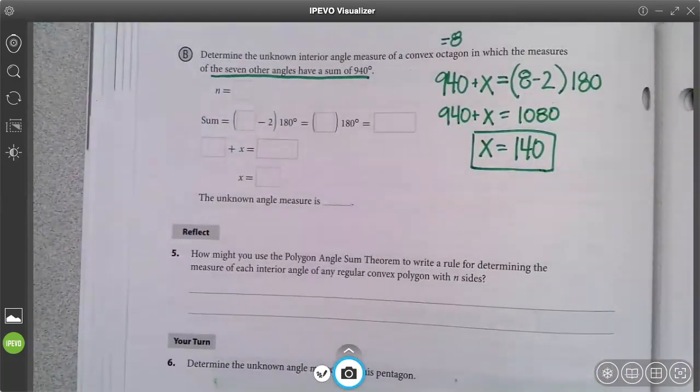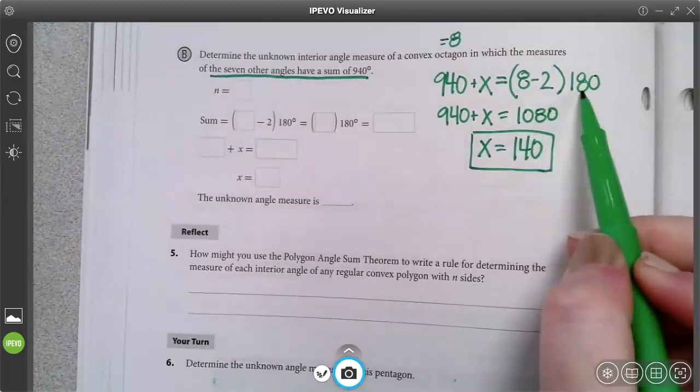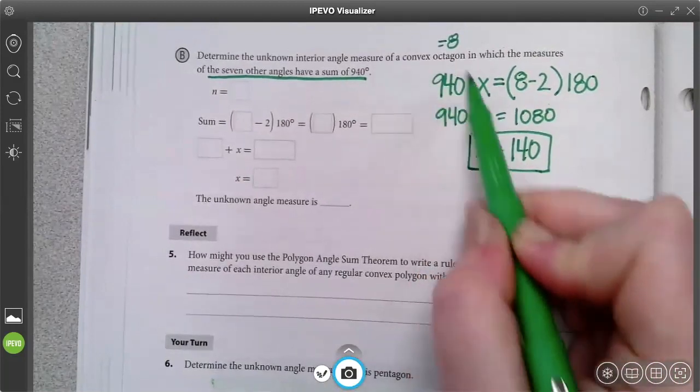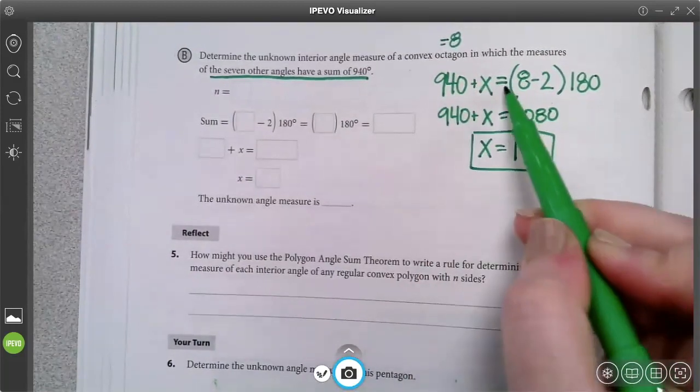Seems like it's going to be a lot more complicated, but it's really not. It's just n minus 2 times 180 for the total in the entire figure. And then all of the known angles together plus your missing angle equal that amount.